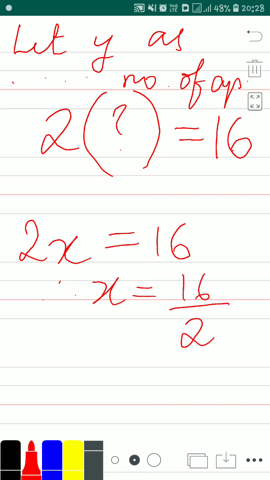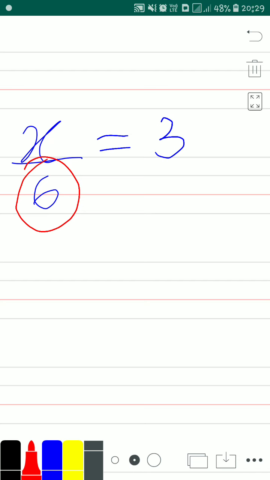Okay. Next question. X divided by 6 into 3 equal to 3. Now we all know that 6 is in the state of division right now.